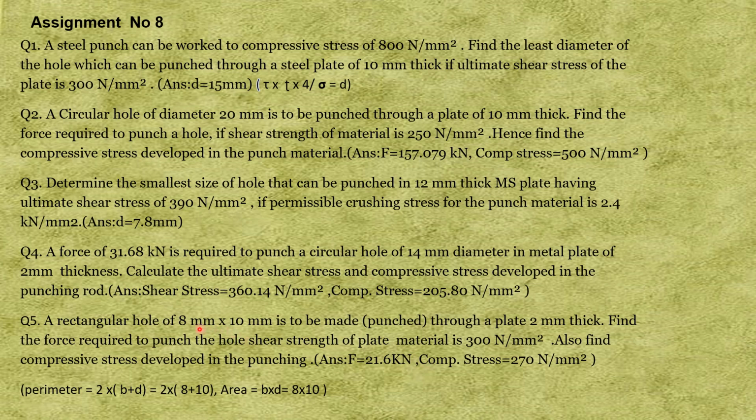And this is a rectangular hole, so here the perimeter will be 2 into bracket B plus D, and for the compressive stress, the area will be B into D, that is 8 into 10.